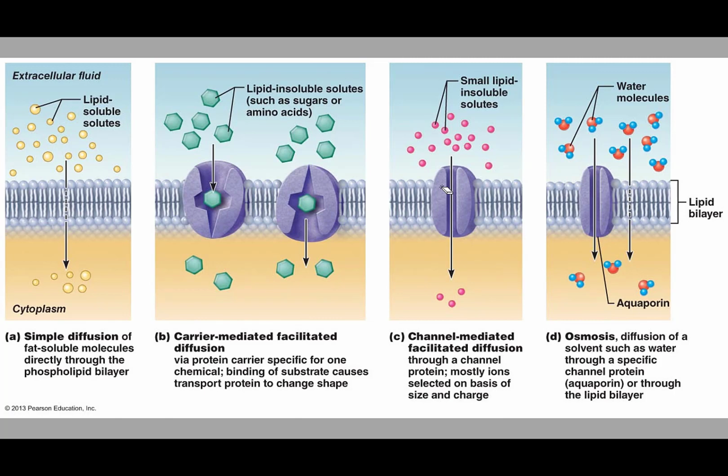Most cells in our body have things called aquaporins. Aquaporins are just a channel protein that allows water to go through, but water can, to a small degree, diffuse through the plasma membrane. Not much and not easily, but it can diffuse through the plasma membrane. It does diffuse very easily through an aquaporin.